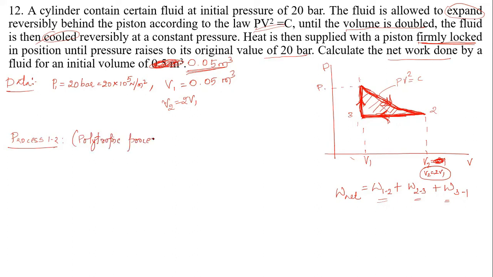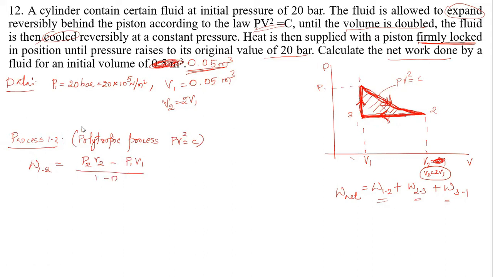Polytropic process. And the governing law is PV to the power of 2 is equal to C. What is the work done for a polytropic process? It is (P2 V2 minus P1 V1) divided by (1 minus n). We know the n value here.